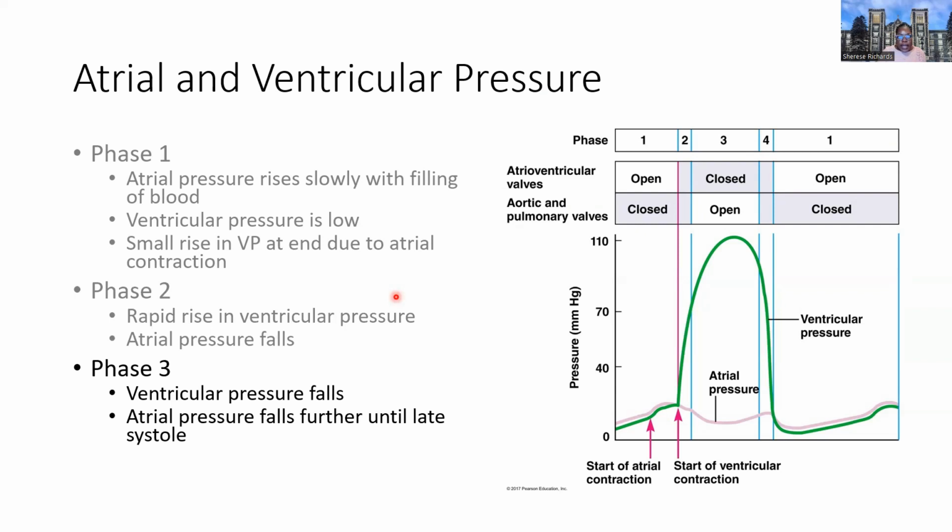Okay. Phase three is ventricular ejection. So as we would expect, because blood is leaving, the ventricular pressure falls. It starts high with the contraction of that chamber, but then drops off as blood leaves the chamber. Atrial pressure falls further until the end of systole. So the atrial pressure will continue to dip as the atria begin to relax in this stage, while the ventricles are in their contraction phase. So this is ventricular contraction. Simultaneously, we have atrial repolarization.